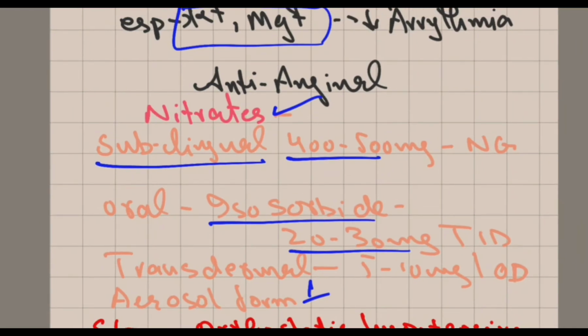The nitrates do have one side effect, which is orthostatic hypotension. When the patient stands up from the bed or after lying, he will feel some dizziness or lightheadedness and feels that his blood pressure is lowering, and it is due to the vasodilation caused by the nitrates. But this is reversible when you stop taking the drug.